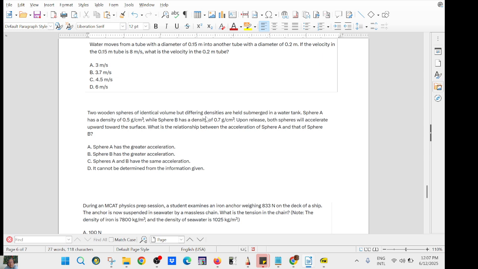So if you're holding them, then if you let go, it's going to rise because the density here is smaller than 1. So if it's rising and the net force is not 0, it means the buoyant force is larger than the weight, so it will accelerate up.